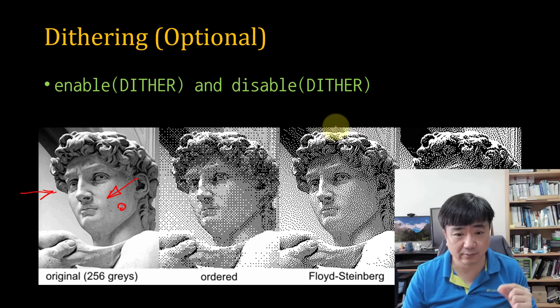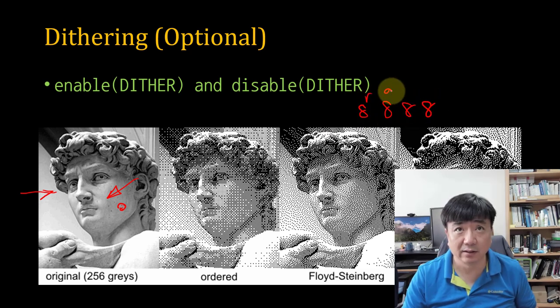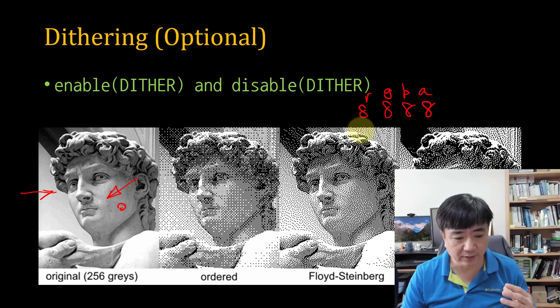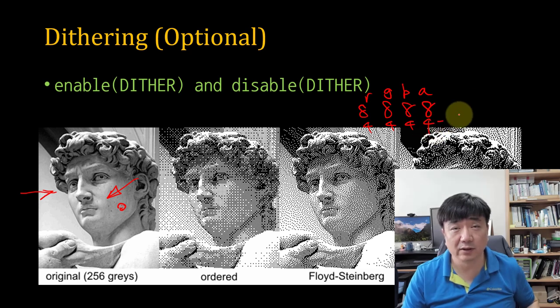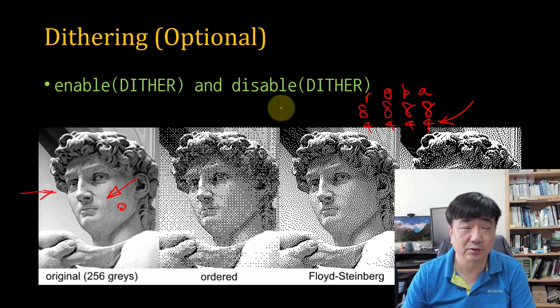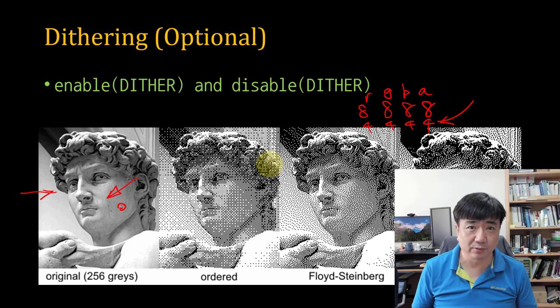Normally in WebGL or OpenGL ES, color depth is 8 bits each for RGBA. Nowadays it's very hard to find, but sometimes some device has a bit depth smaller than 8, for example 4444. In that case, we need dithering to get much better quality. Okay, so dithering is optional in WebGL and OpenGL ES. Some GPUs can support it, some GPUs cannot.